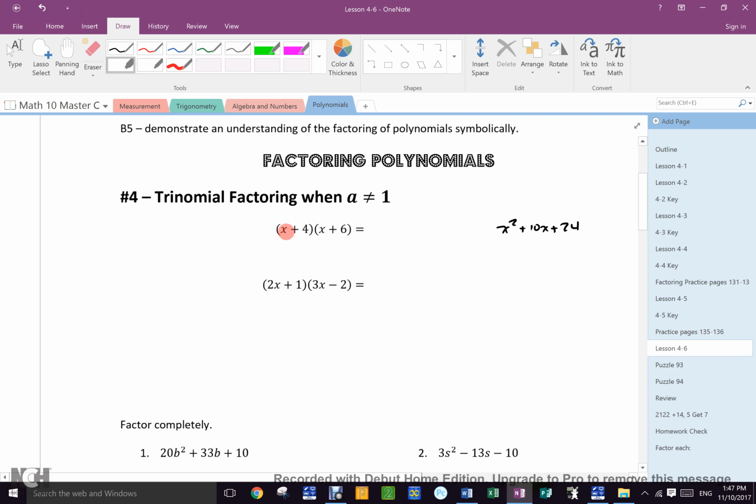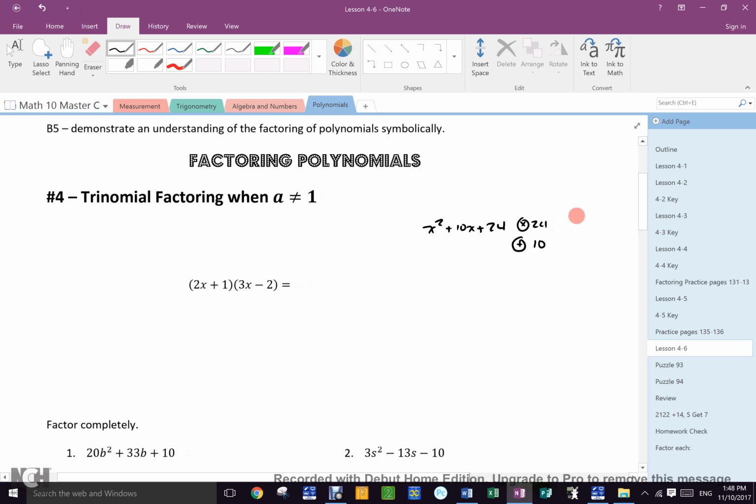If I only showed you that, what would you do? You would factor it, and you would need numbers that multiplied to what? 24, and added to what? 10. And then you would say to yourself, is it 1 and 24? No. 2 and 12? No. 3 and 8? No. 4 and 6? Yes. And it would be x plus 4, x plus 6. Correct? Okay.